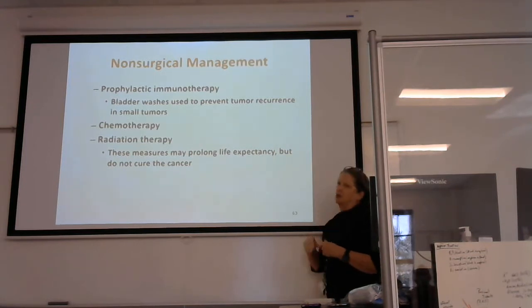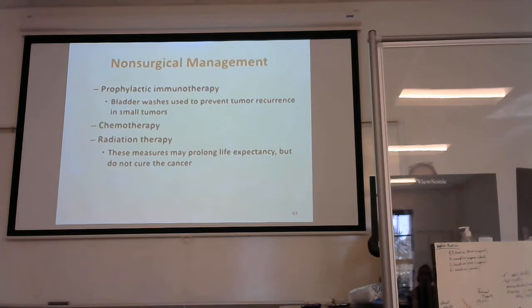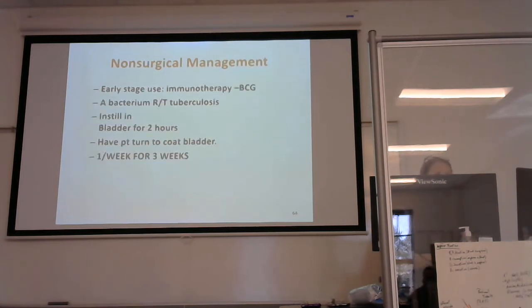So chemo and radiation are used if they're further along, stage two, stage three, to shrink the tumor down. We usually end up, especially if there's metastasis, going in there and taking it out. The smaller stage one tumors, if it's just a stage one in the lining, then we can use bladder washes. And there's two things that we use for bladder washes: Adriamycin is a chemotherapeutic agent, and BCG, which is an immunotherapy agent, but it is a bacterium related to tuberculosis.